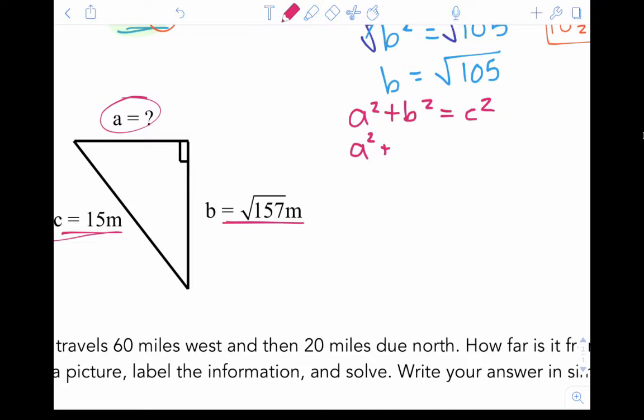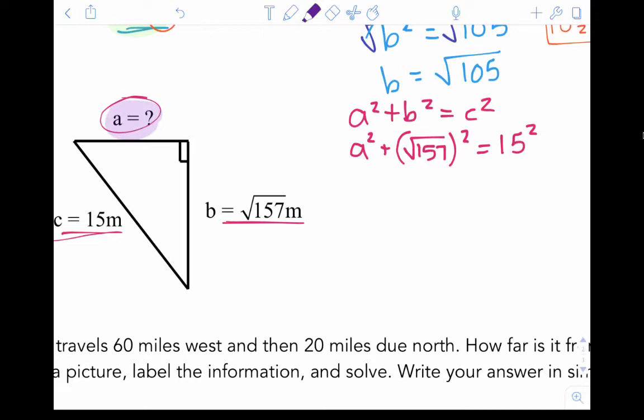So I need to be really careful here. I have square root of 157, and then I'm going to put that in parentheses so that I know that whole thing is my b value, and then I'm going to square it. Don't forget the exponent right there. And then this is equal to c squared. C is 15, so it's equal to 15 squared.